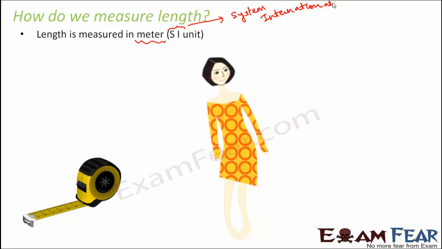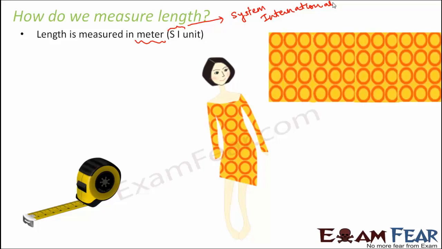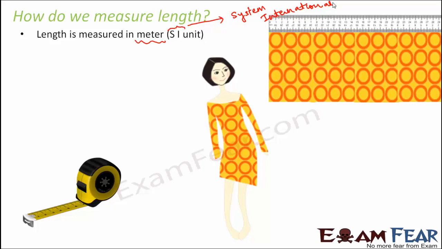Now when you have to stitch a cloth, how do you know how much cloth you need? You will measure how many meters of cloth you need. Maybe 2 meters should be sufficient for a dress. So you just tell the shopkeeper, I need 2 meters of this cloth, and that's how you do the purchasing. And that's how you precisely know how much cloth is needed for a dress to get stitched for you.